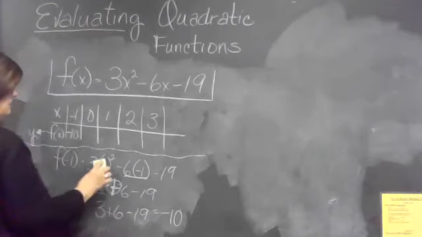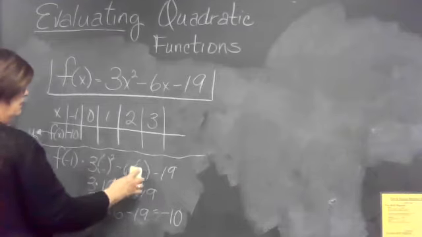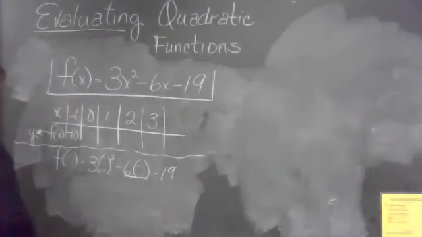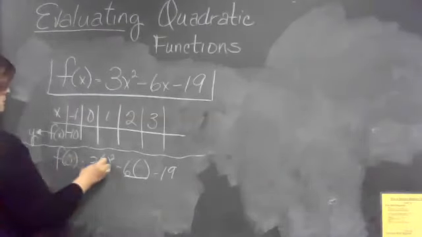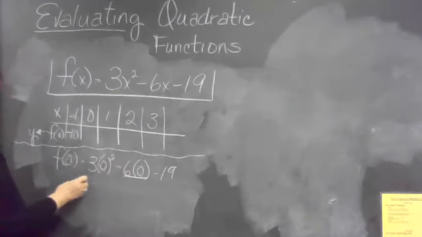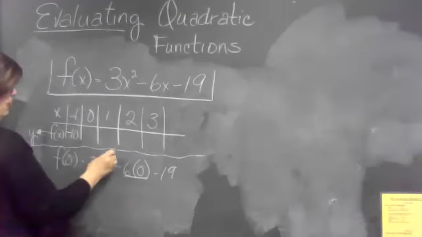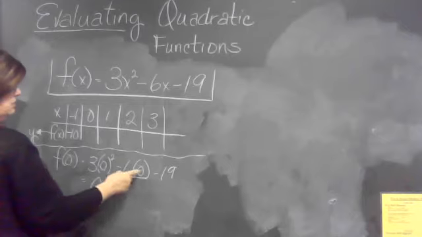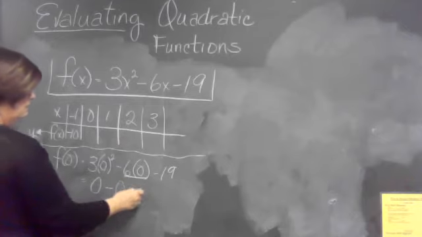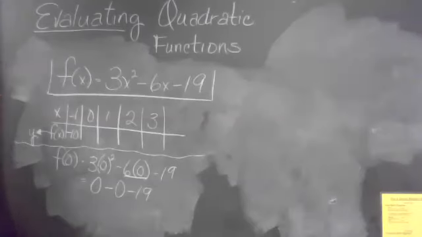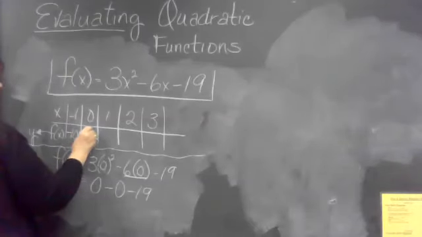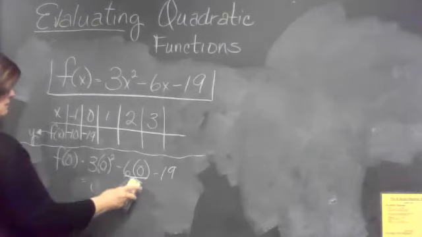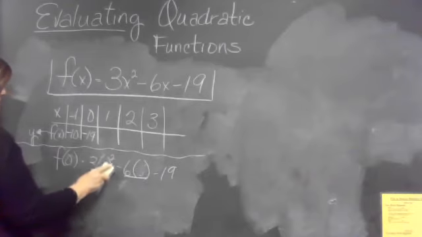And now we're going to do exactly the same thing with the 0. Zero squared is 0 times 3 is 0 minus 6 times 0 is 0 minus 19. That one's pretty easy. -19. We're going to do this again. We're going to do this 5 times.